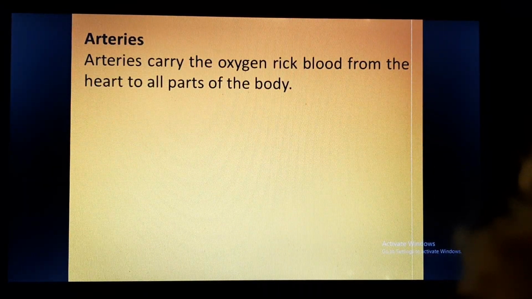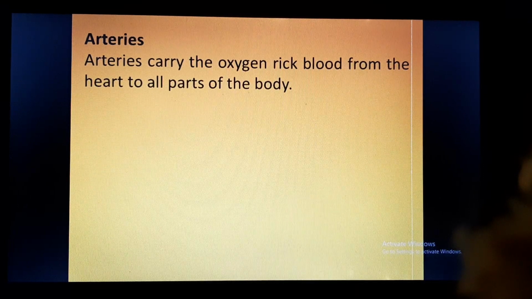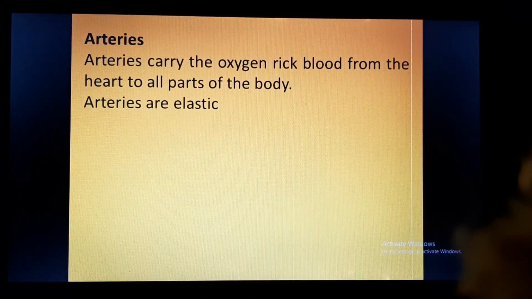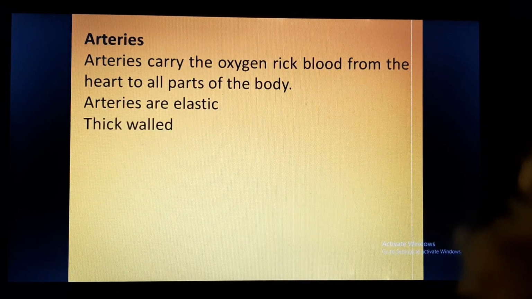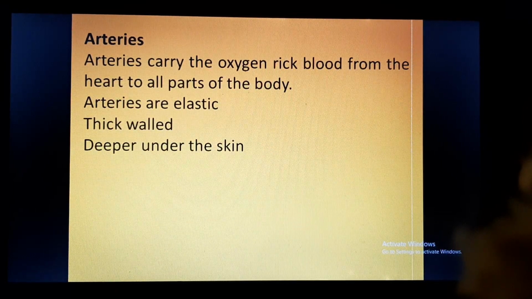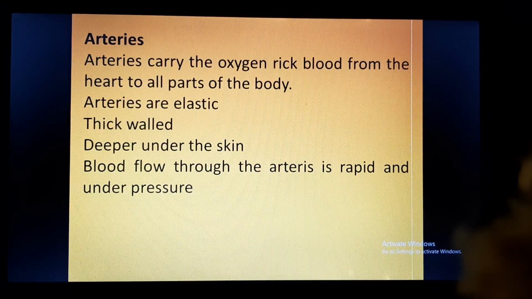Arteries. Arteries carry the oxygen-rich blood from the heart to all parts of the body. So now there are 2 main things: artery carries oxygen-rich blood, and second, it is taking blood from heart to all parts of the body. Arteries are elastic. That means they can be stretched. Arteries have thick walls. Arteries are located deep under the skin. They are not located superficially on the skin. Blood flow through the artery is rapid. That means blood flow in arteries is at a faster rate and under pressure.